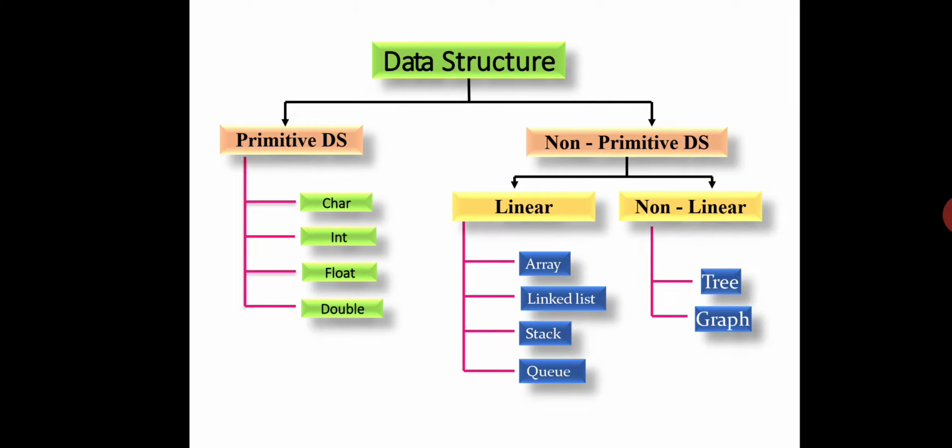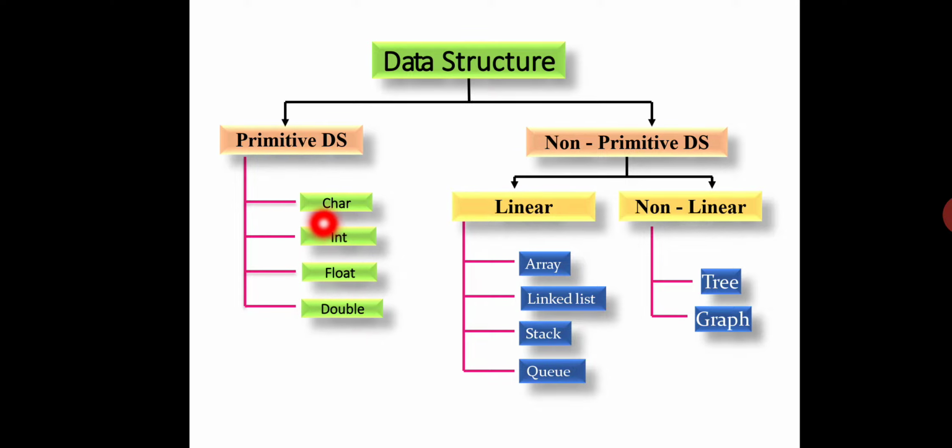Data structure can be divided into two types. One is primitive data type, another one is non-primitive data type. Primitive data type is where the machine allocates the space for the variables. That is called primitive data types. Under primitive data types, there are character, integer, floating point number, and double.